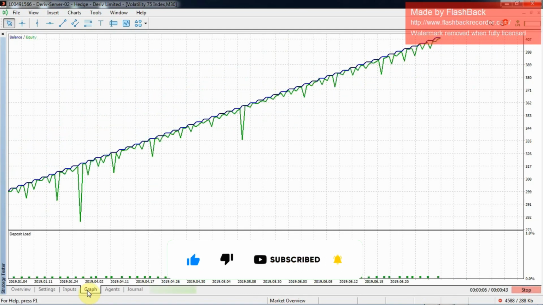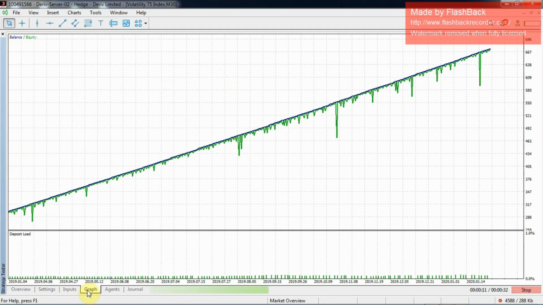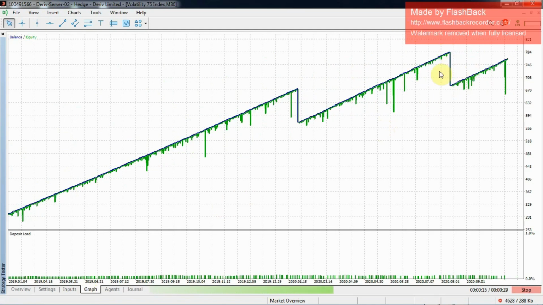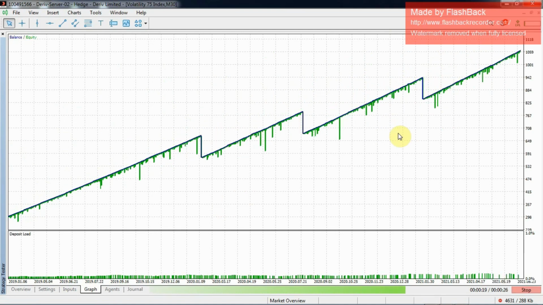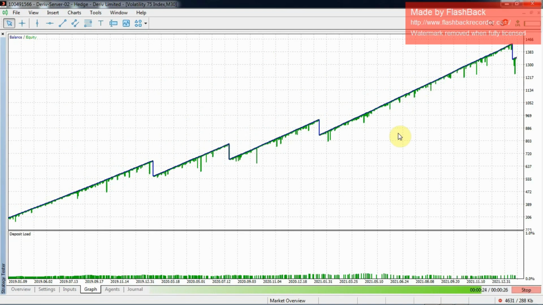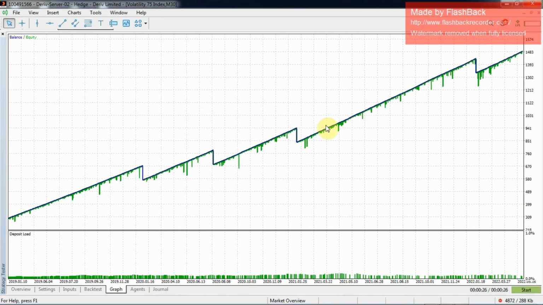Okay, so the backtest has started. The drawdowns seem to be relatively small because the take profit has increased. Okay, let's see how the backtest ends. Okay, so as you can see, that loss was recovered, and profits were made on top of that. But in the previous settings, it wasn't recovered.